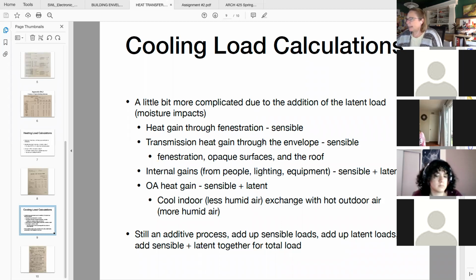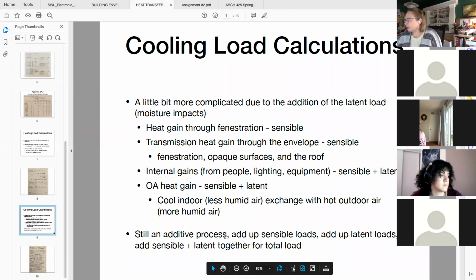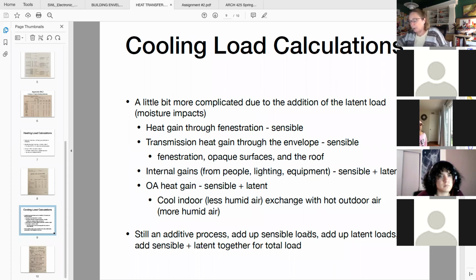So you still add up all of these different factors. You add up the sensible loads together, you add up the latent loads, and then you add them both together for the total load. But keep in mind, as we saw when we were looking at that Title 24 example, knowing the difference between sensible and latent is important for sizing your air conditioning equipment, because the equipment will be rated in what it can handle, both for sensible and for latent.